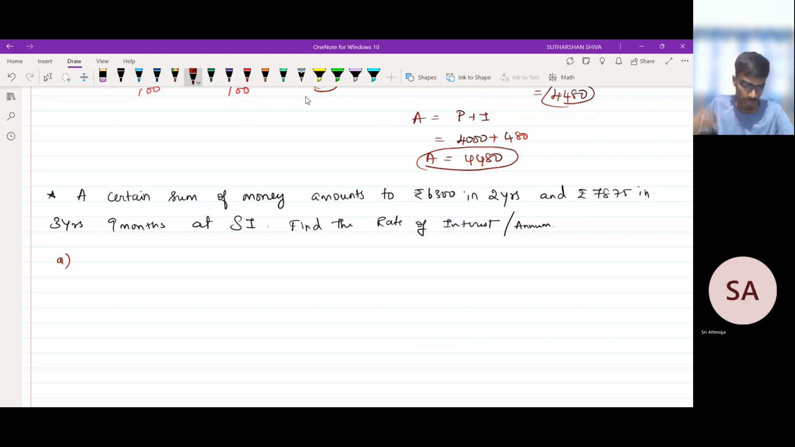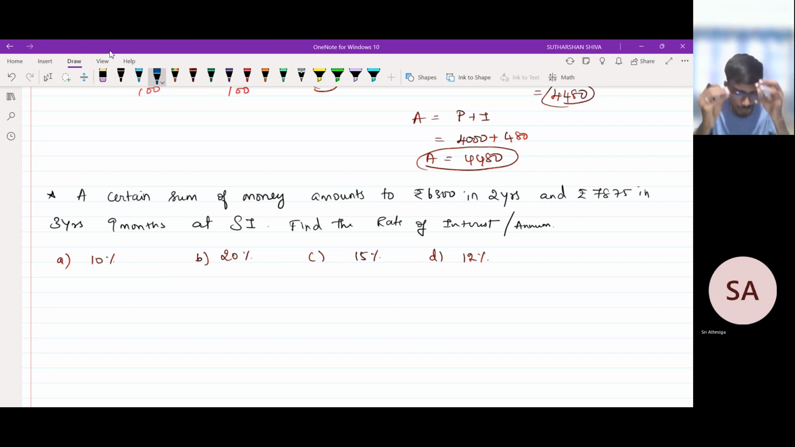Let's say the options given to you are A 10%, B 20%, C 15%, D 12%. How are we going to approach this question? What they are saying: the sum of money amounts to 6,300 in 2 years. I am calling the sum the principal. That principal along with this interest has become 6,300 in 2 years and 7,875 in 3 years, 9 months, at the rate of simple interest only.